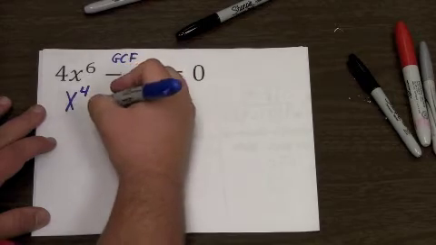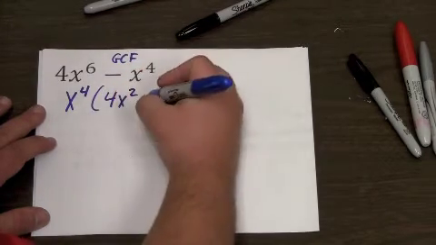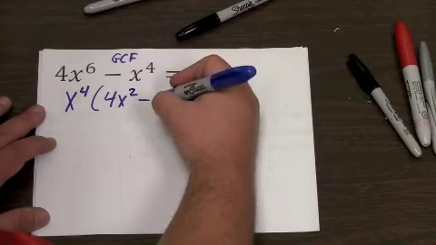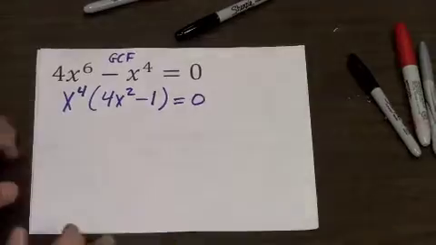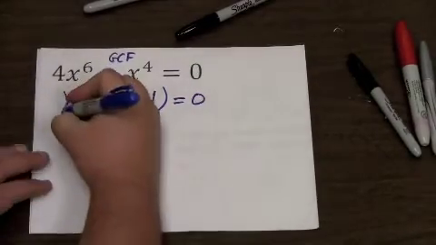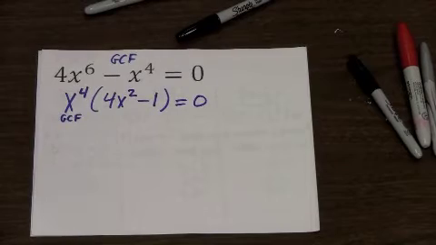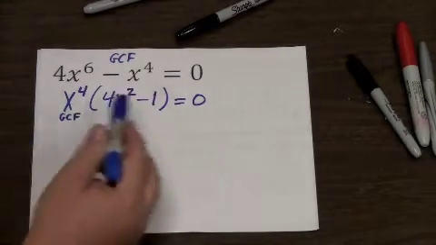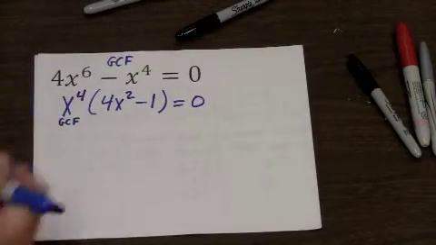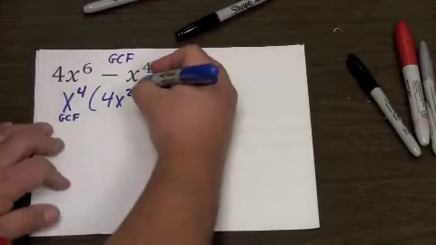All right. When I pull out an x to the 4th, I am left with 4x squared minus 1, and that's going to equal 0. So this part right here is my GCF. Now on the factoring flowchart at the bottom it says repeat if necessary. You need to repeat and see if the parts will break down. X to the fourth is not going to break down anymore, but this guy right here does. This is a difference of squares.